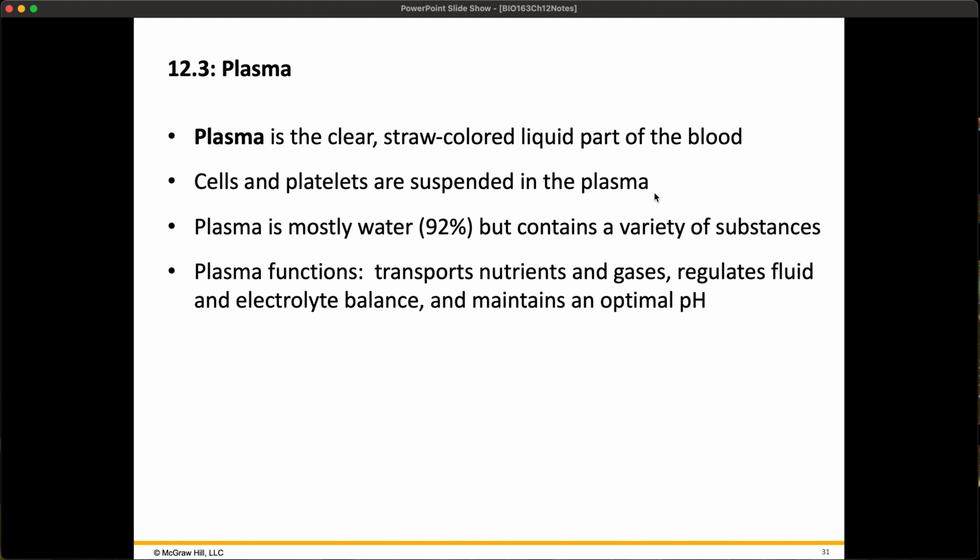It's mostly water, 92% water, but it has a variety of other things mixed in there. Its main functions are to transport nutrients and gases, carbon dioxide to the lungs for exhalation, oxygen to the tissues for energy production. It also does fluid and electrolyte balance, making sure all of those levels are correct, and maintains an optimal pH, that's 7.35 to 7.45.